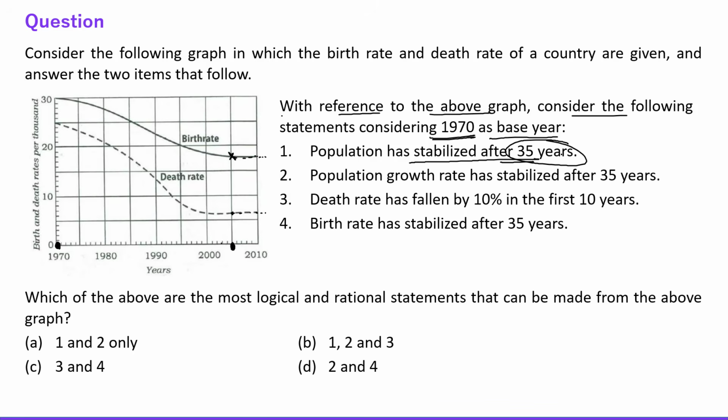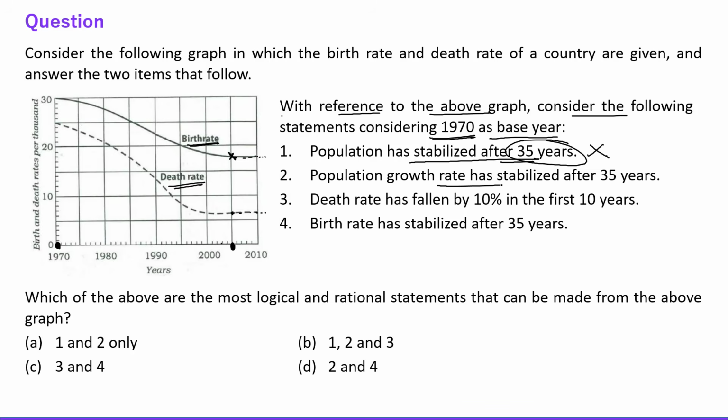We cannot say that the population has stabilized, because here the birth rate is almost constant and the death rate is almost constant. This is the birth rate, not the number of births, and this is the death rate, not the number of deaths, right? Birth rate is constant doesn't mean that every year the number of births is the same. Similarly, death rate is constant doesn't mean the number of deaths is the same every year. So we cannot say the population has stabilized.